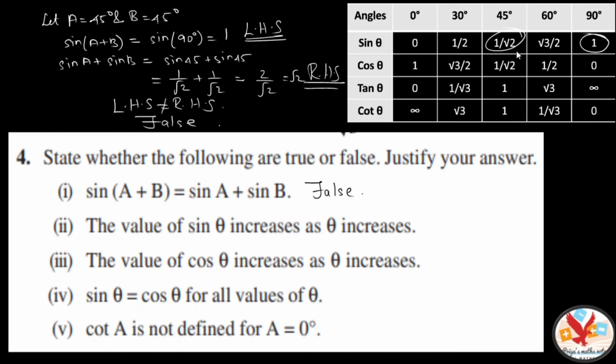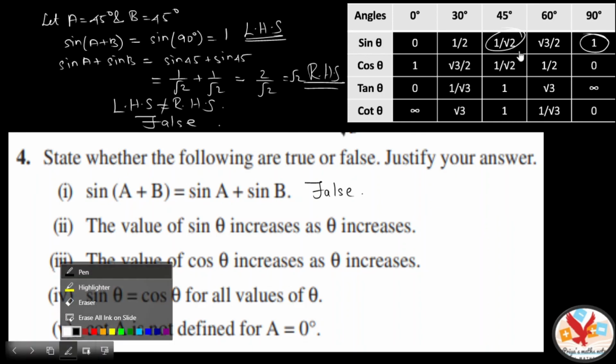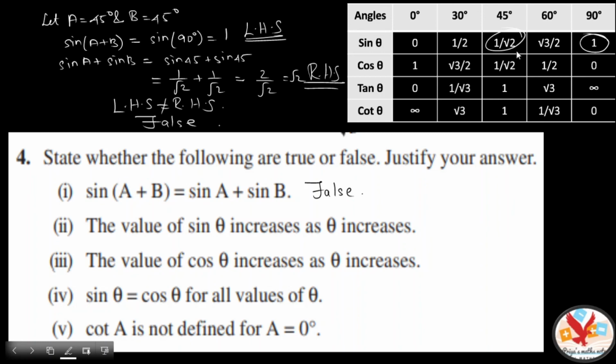Okay, now let us move on to the second statement. The value of sine theta increases as theta increases. See in the tabular column, for the angle 0 to 90 degree, the value of sine 0 is 0 and it gradually increases to 1. Therefore, the statement is true.